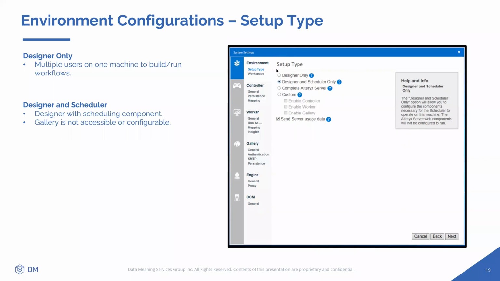So for these first options, we could ask, why would someone choose these options? Why would someone choose not to have the scheduler or not to have the gallery on the server installation?